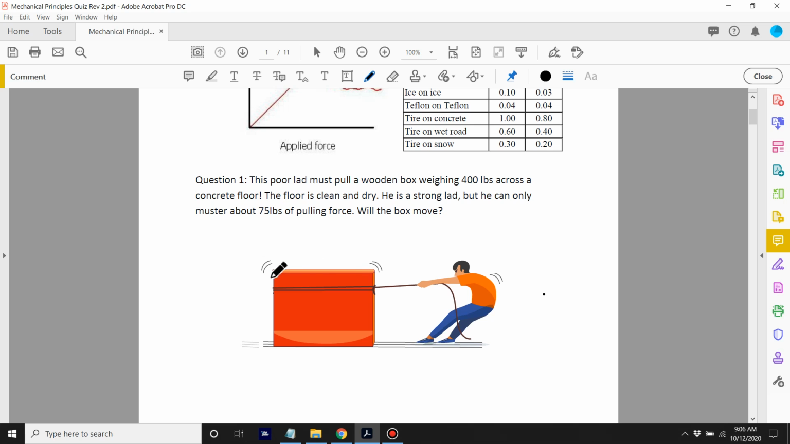Question number one. We have a poor lad pulling a box across the floor. The wooden box weighs 400 pounds. The floor is clean and dry. He's a strong lad, but he can only muster 75 pounds of pulling force. So this chap is pulling 75 pounds of force on that rope.